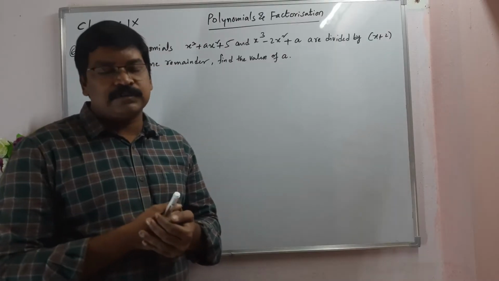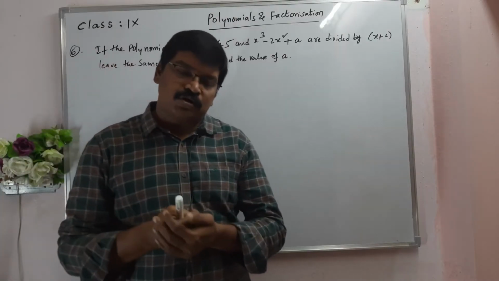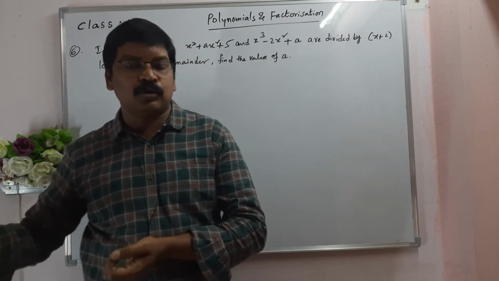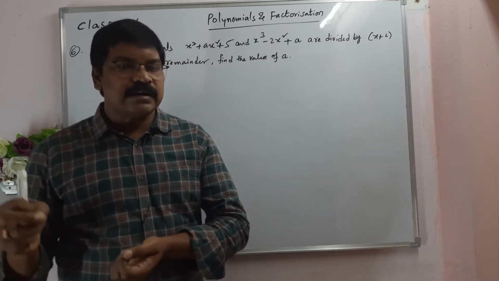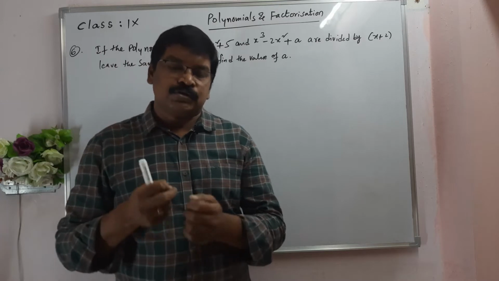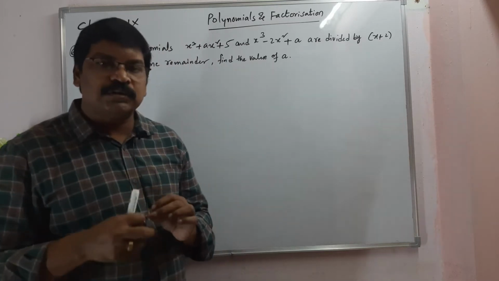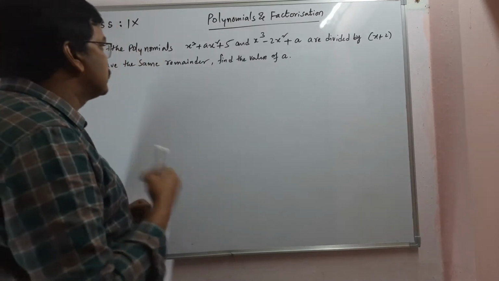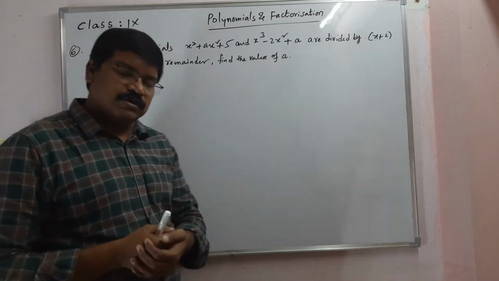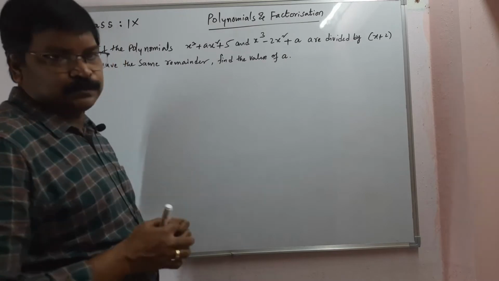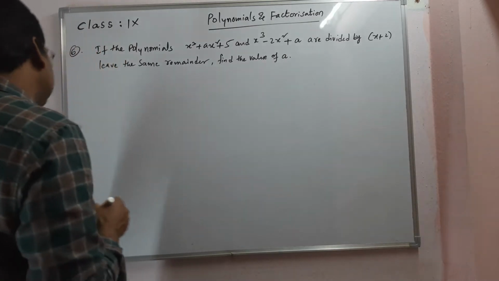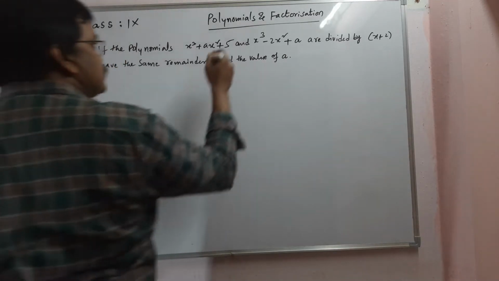The remainder theorem says if p of x is a polynomial divided by a linear polynomial x minus a, then the remainder is p of a. So that remainder theorem helps us to find the remainder without actual division. We solved some problems also, 1 to 5 sums in the exercise. Now we are going to learn the sixth sum. This is exercise 2.3.